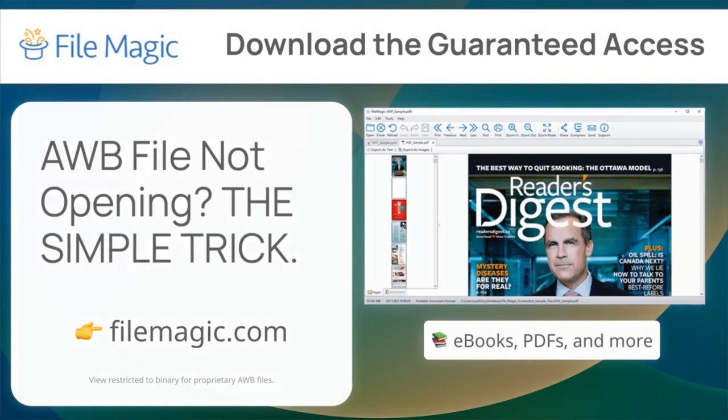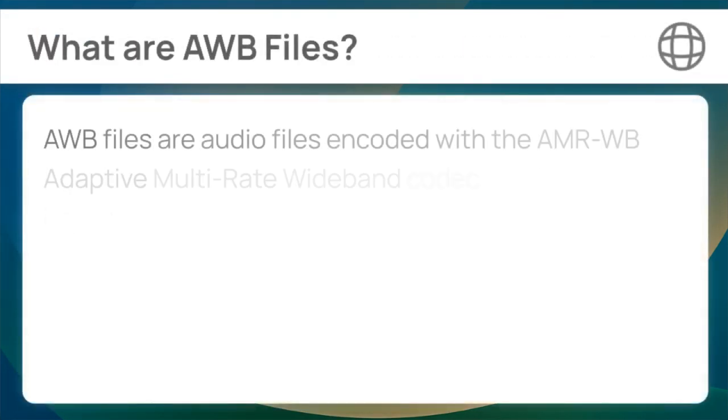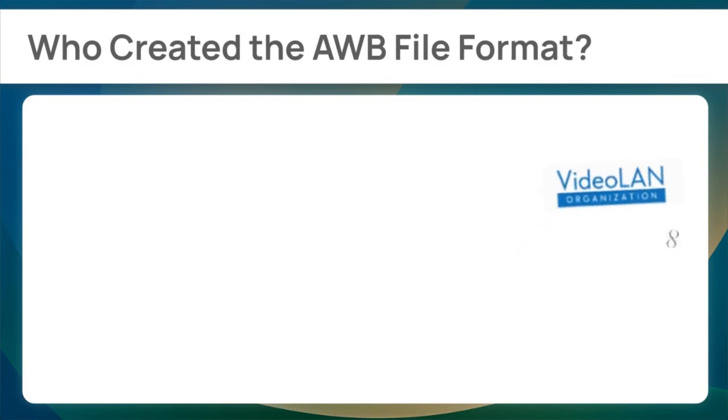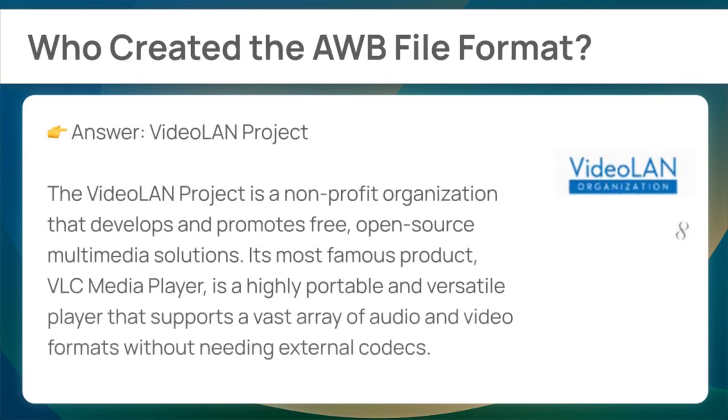file formats. AWB files are audio files encoded with the AMR-WB Adaptive Multi-Rate Wideband codec, providing improved speech quality over standard AMR narrowband. They are used in 3G and 4G mobile networks for HD voice calls and are commonly found as voice recordings on smartphones.